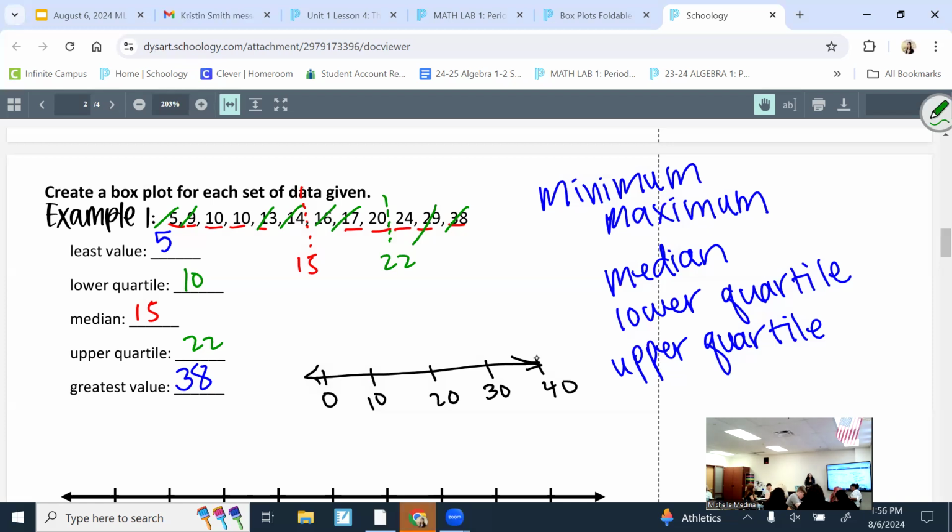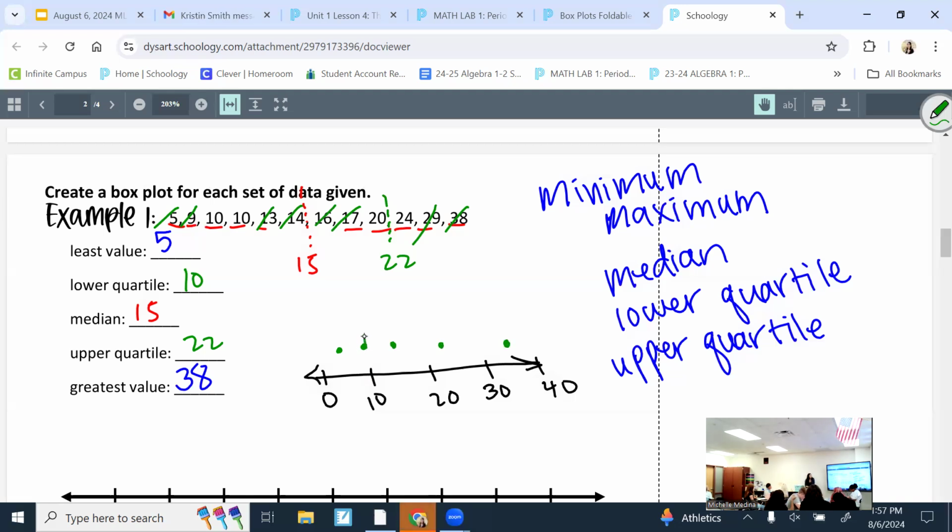And you put, did you have a 5-number summary? You need to put a dot where all of these numbers would be. Now, granted, your number line doesn't look like mine. Yours has actual little values on there. Do it based on your values. I just don't want to scroll and mess up everything I wrote up here. But my 5 would go here, 10 would go here, 15 there, 22 here, and 38 here.